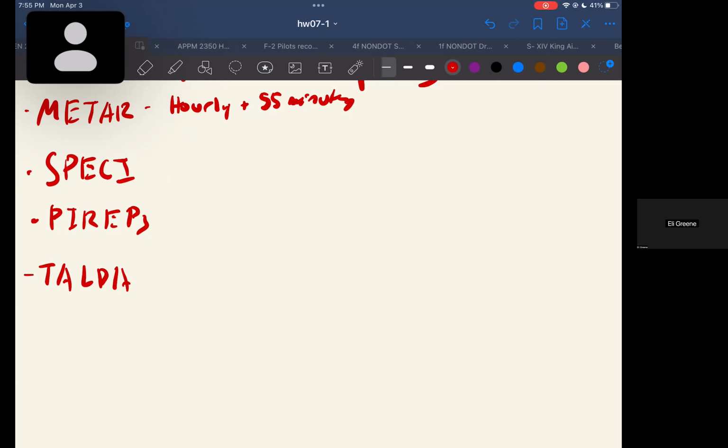Broken is going to be BKN, scattered is SCT, few is FEW, and overcast is OVC. Overcast is the sky's completely covered. I think broken is less than 75% coverage, or no, less than 80% coverage. It's measured in eighths, and there are numbers that you can assign to each of those.